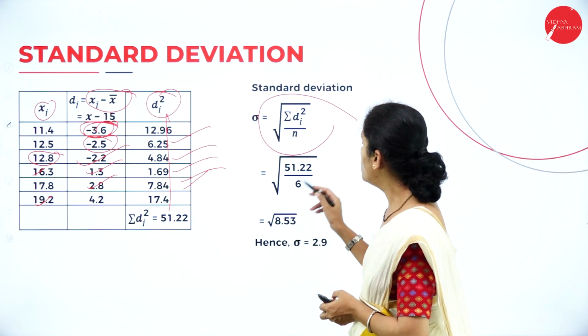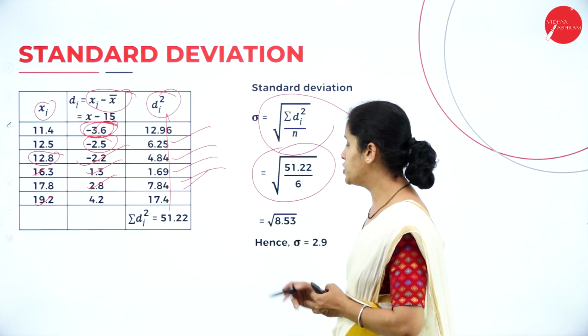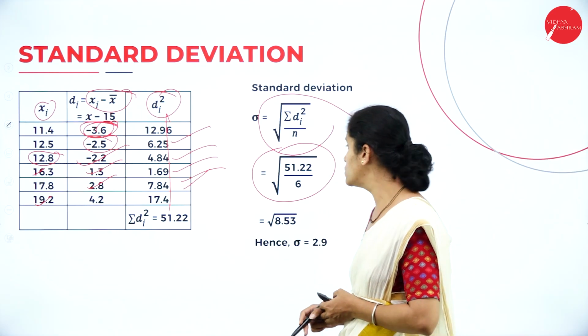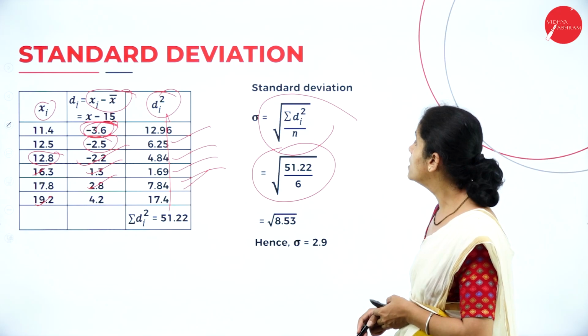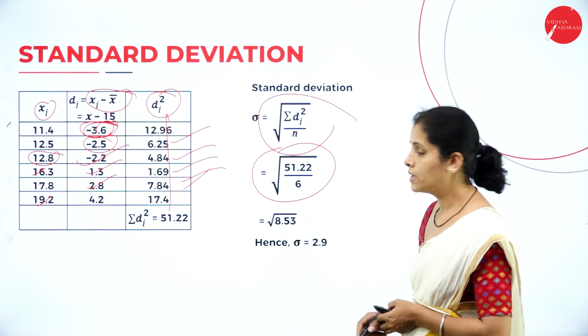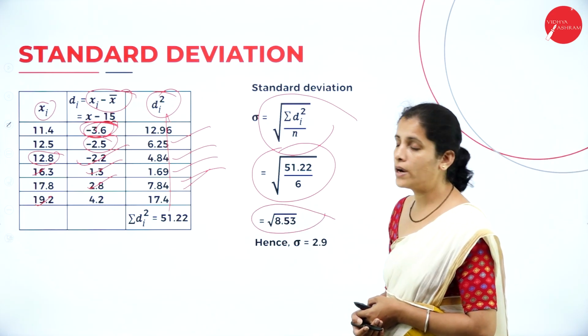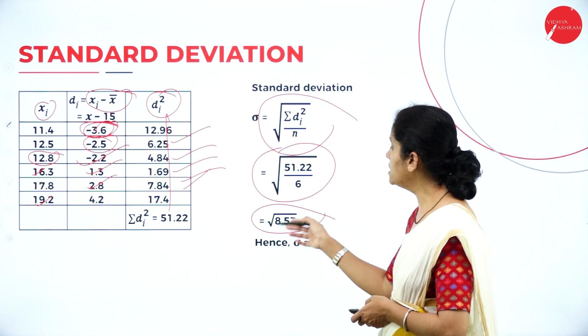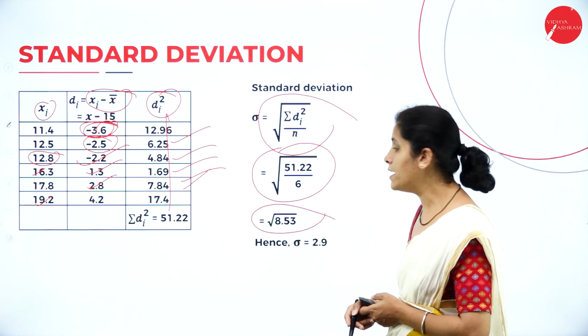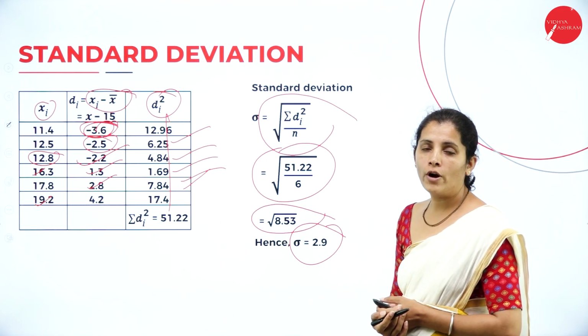51.22. Now I am going to substitute the values in the formula. So the whole square root of 51.22 by 6. And when I simplify, I'll get the square root of 8.53. If I take the square root of 8.53, my standard deviation is 2.9.